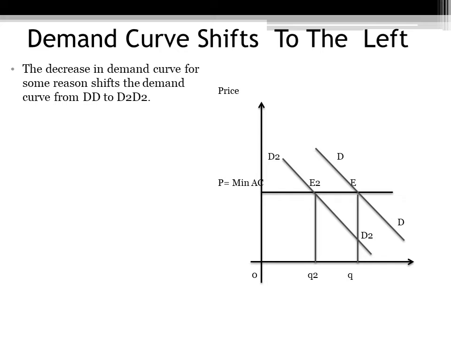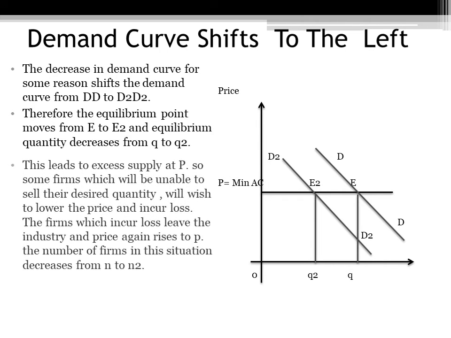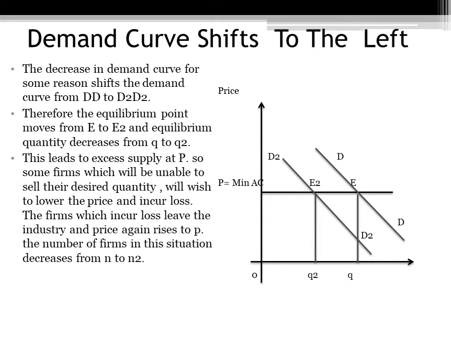The decrease in demand shifts the demand curve from DD to D2. So D2 is our new demand curve. The equilibrium point moves from E to E2, and equilibrium quantity decreases from Q to Q2. This leads to excess supply.